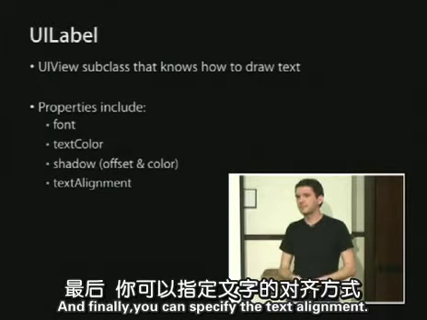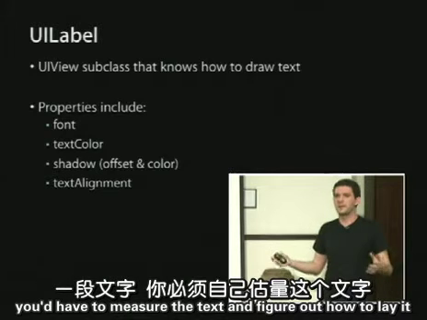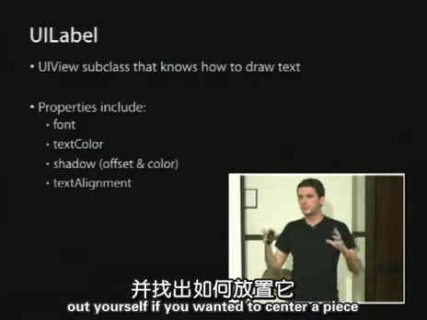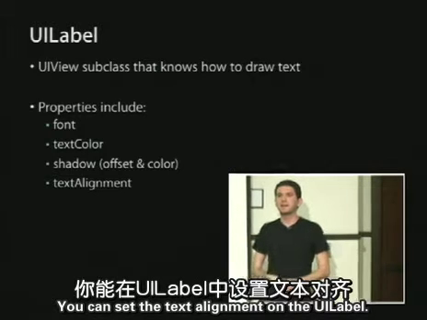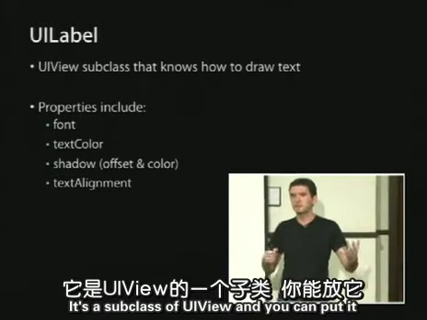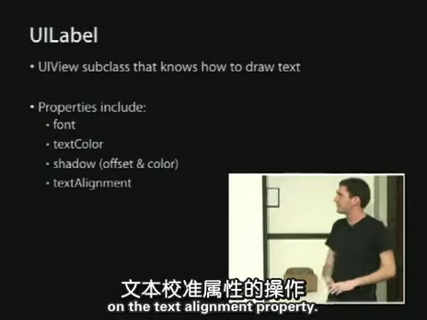And finally, you can specify the text alignment. This is really convenient, because otherwise you'd have to measure the text and figure out how to lay it out yourself if you wanted to center a piece of text. Don't bother. UILabel knows how to do it. You can set the text alignment on the UILabel. It's a subclass of UIView, and you can put it in your view hierarchy. It'll handle centering it or doing whatever you need based on the text alignment property.